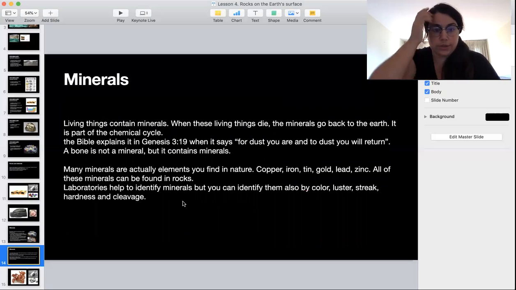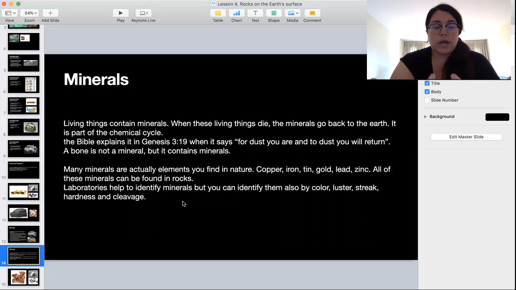Living things contain minerals, but when these living things like animals or plants die, the minerals go back to the earth. That's part of the chemical cycle. The Bible explains it in Genesis 3:19 when it says, "For dust you are, and to dust you will return." A bone is not a mineral, but it contains minerals. That's, for example, what happens in fossils. Remember that a bone would become petrified if it filled with mineral, but a bone is not a mineral per se, it just contains minerals.